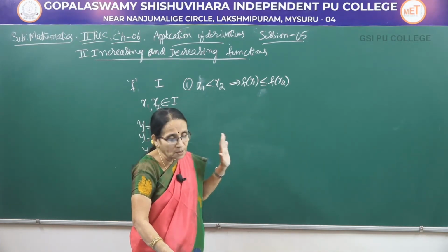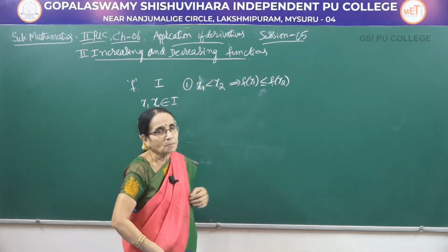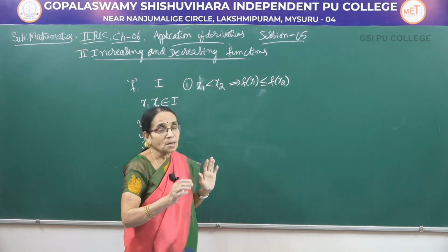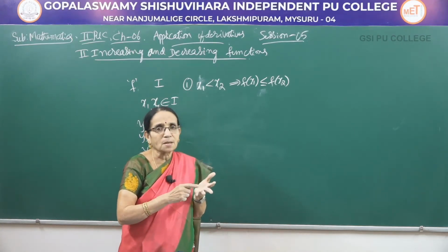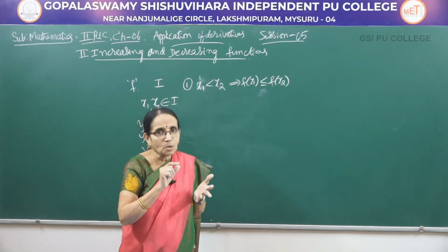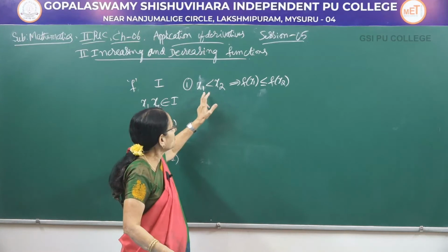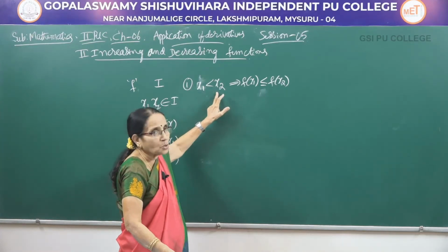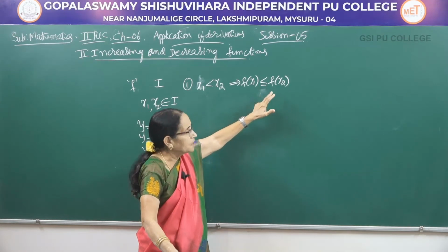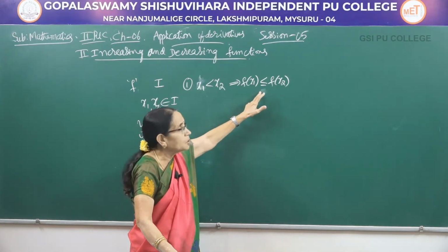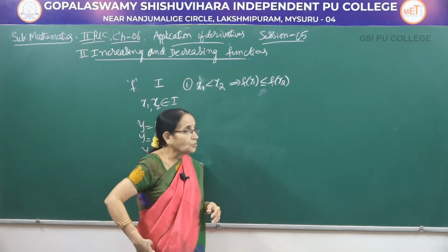I am giving the definition. It is an increasing function. Now, there are two ways of defining this. One is increasing, another is strictly increasing. Both of them I am giving with the help of a diagram also. Now, if x1 is less than x2 implies f of x1 is either less than f of x2 or equal to f of x2, we call it an increasing function.